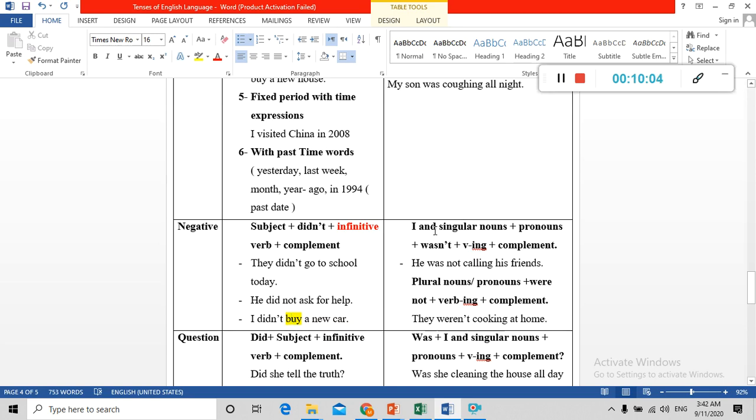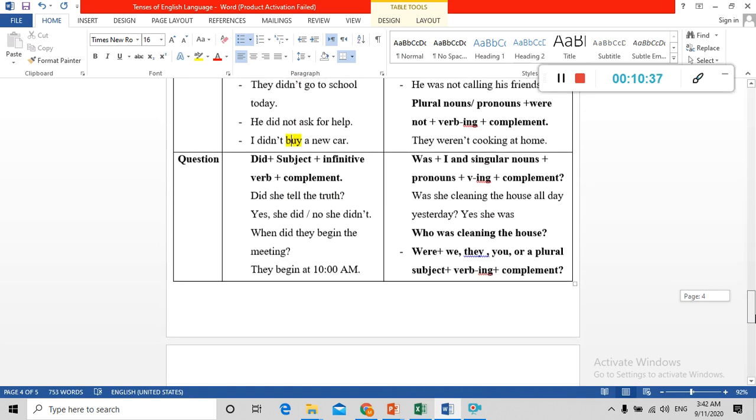As for the past continuous, I use not after the verb to be in the past, after was and were. If it is was, I just put not. He was not calling his friends. With the plurals, we use were and not. They were not cooking at home.